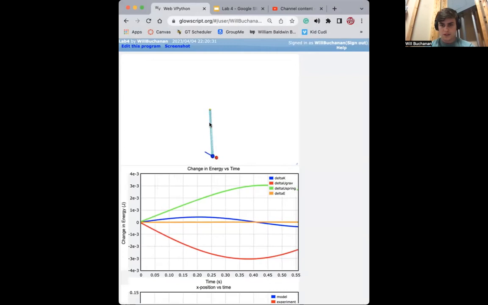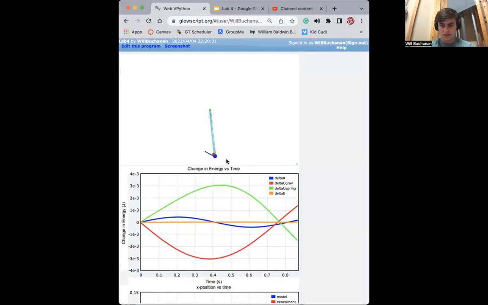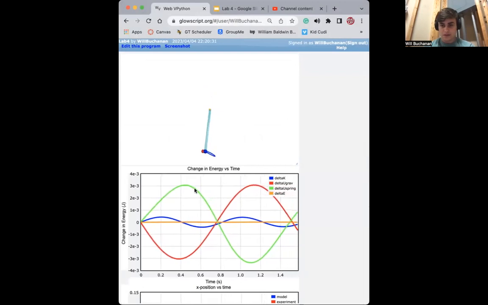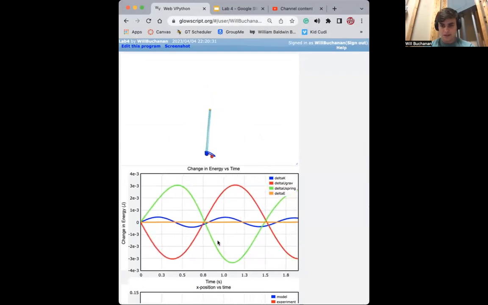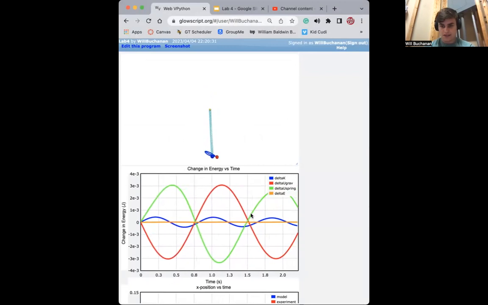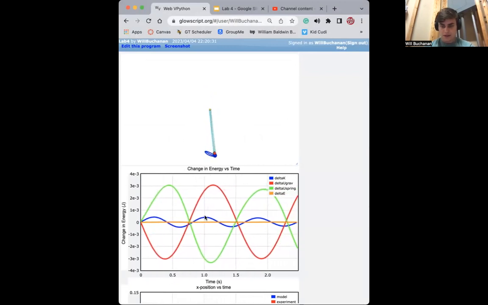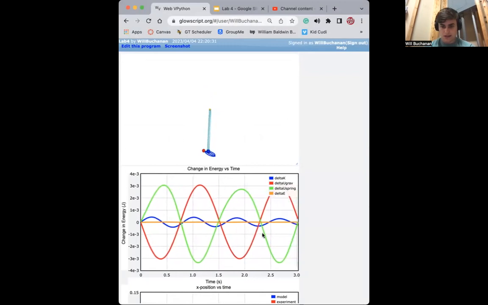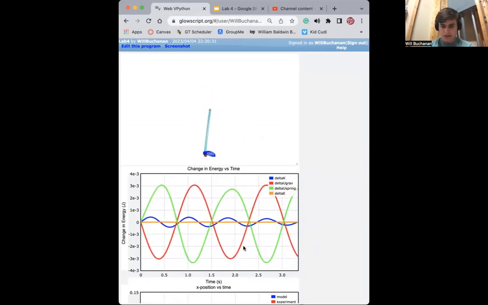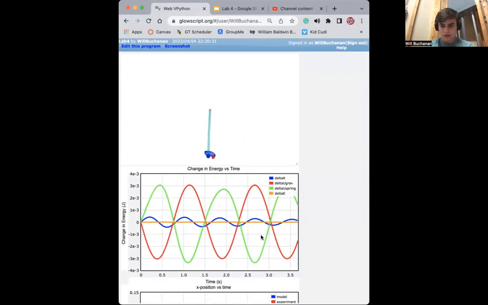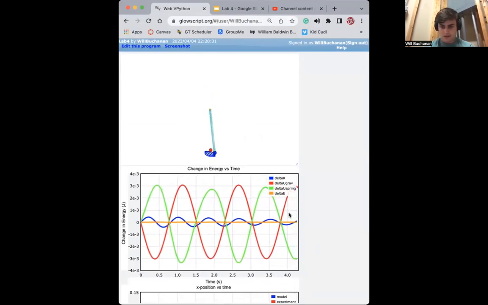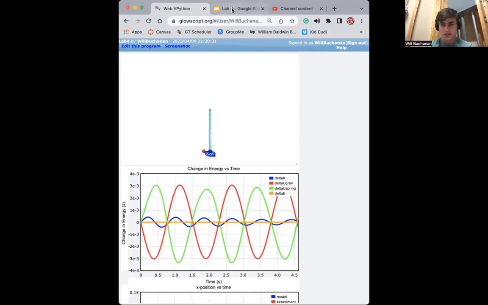So we see the spring oscillating and the weight moving. And then in this graph, we can see the potential energy of the spring in green, the potential energy of gravity in red, and the kinetic energy in blue. And notice that the total energy remains at zero because no external work is being done. So as long as this continues, these pretty much just oscillate back and forth and never really change in our computational model.